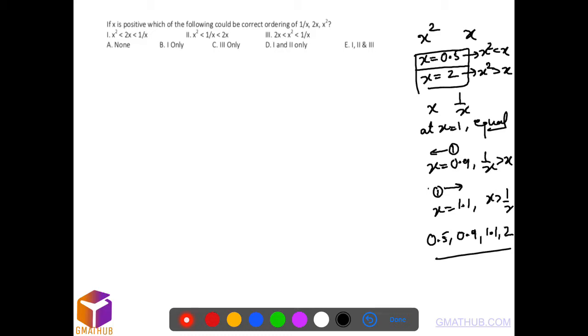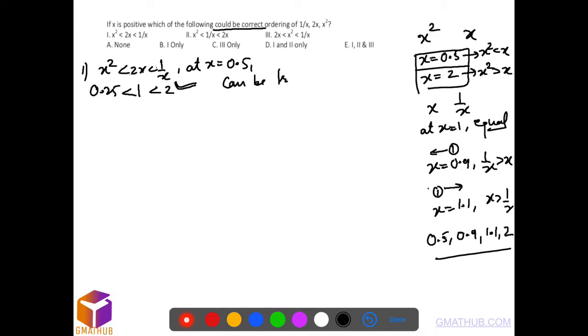In this question, it's asking me which of the following could be correct. Okay, I just need one value where the inequality would be correct, and I'll take it. First says x square is less than 2x less than 1 upon x. So at x is equal to 0.5, it will be 0.25, 1 and 2. So the inequality holds true. So this can be true. Okay, I've taken one value where it is true, so it can be true.